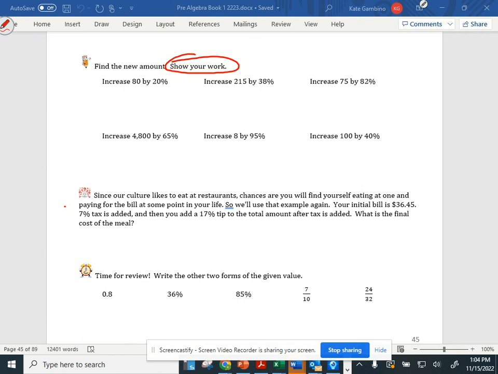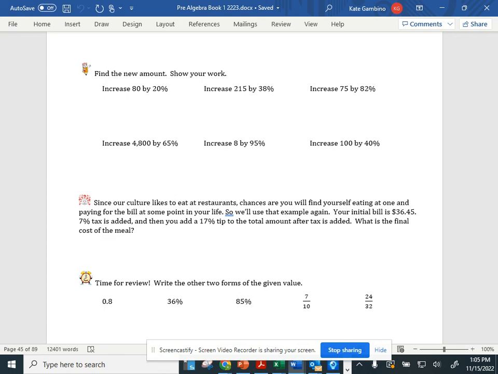And then we have our review questions at the bottom. So aside from the calculator question, are there any other questions about our work today?